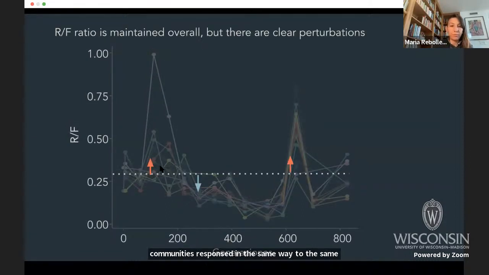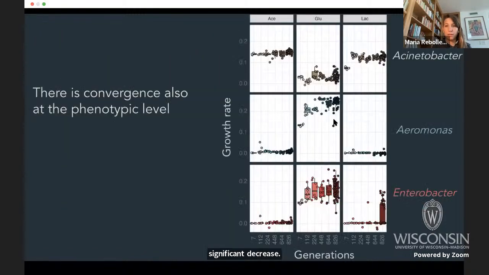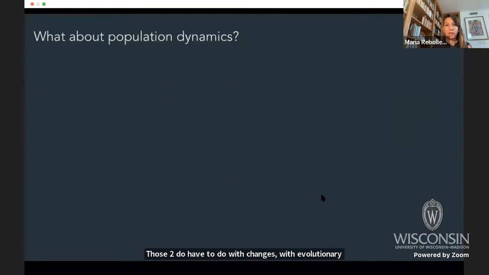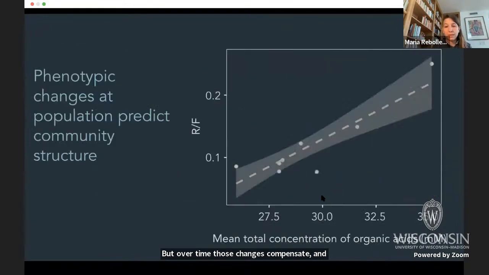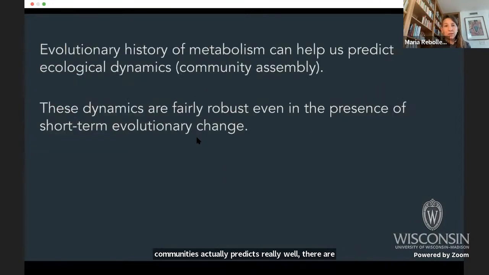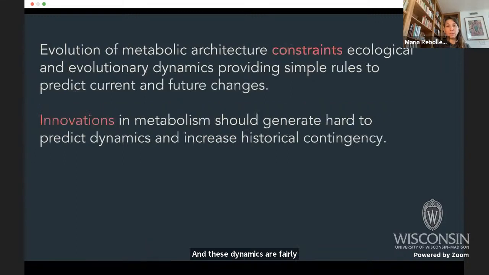But the first two perturbations, the one where we get a significant increase in RF ratio and one where we get a significant decrease, those two do have to do with evolutionary changes, but over time, those changes compensate and the RF ratio goes back to its original level. And the secretion of organic acids from the evolved communities actually predicts really well their RF ratio. And so, as I said, evolutionary history of metabolism can help us predict ecological dynamics of community assembly. And these dynamics are fairly robust, even in the presence of short-term evolutionary change.